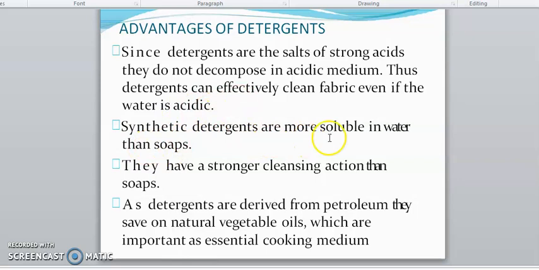Synthetic detergents are more soluble in water than soaps. They have stronger cleansing action than soaps. As the detergents are derived from petroleum, they save natural vegetable oils, which are important as essential cooking oil.